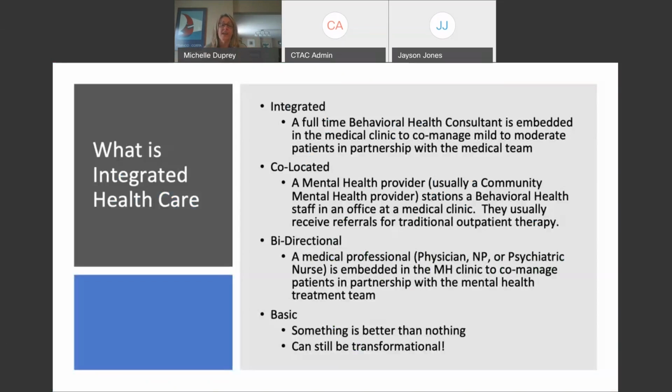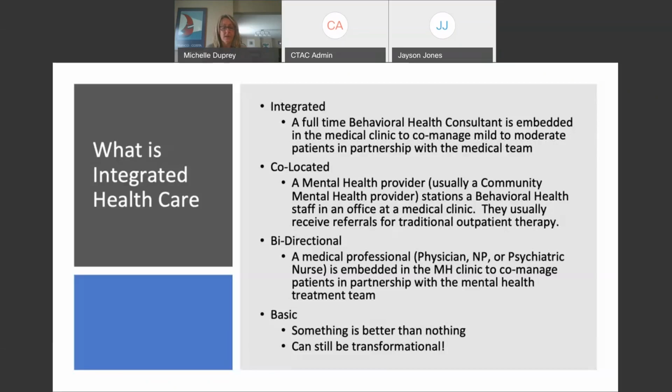So fully integrated is where a full-time behavioral health consultant, so that's a psychologist, social worker, counselor, master's level license, is embedded in the medical clinic. So they literally spend 5 days a week, one full-time equivalent, in a medical clinic, and they co-manage clients, patients, normally with a more mild to moderate need, in partnership with that medical team. So that is full embedding, that's fully integrated. And I'll talk a little bit more detail about that.